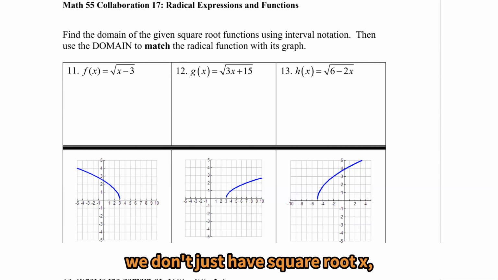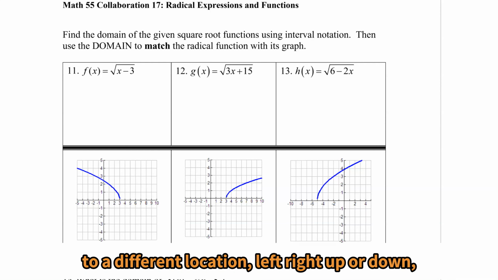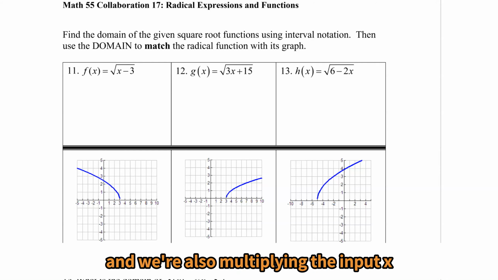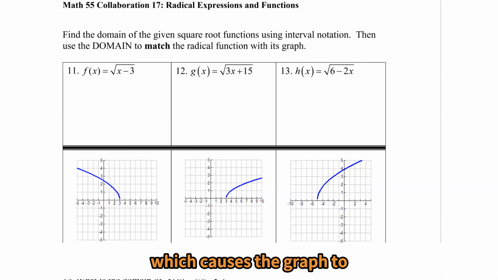We don't just have square root x, but now we're moving the function to a different location, left, right, up, or down. And we're also multiplying the input x, at least in the last two, by a number, which causes the graph to expand or contract. It's not the same shape. It gets a little bit bigger or a little smaller, depending on the situation.